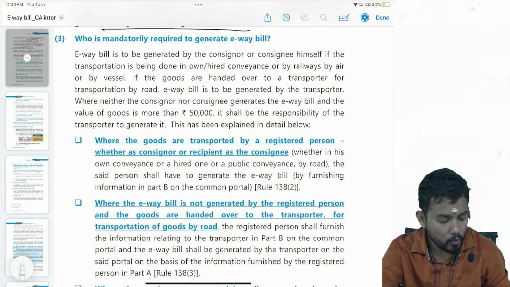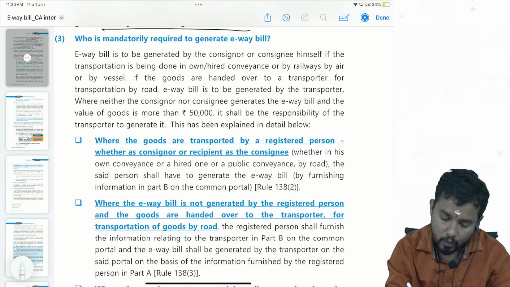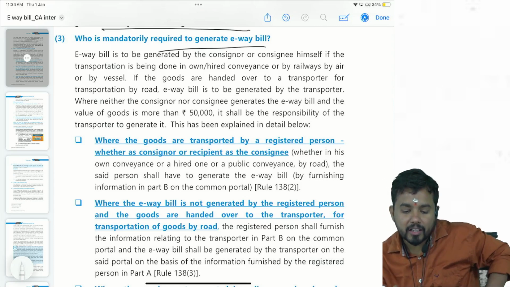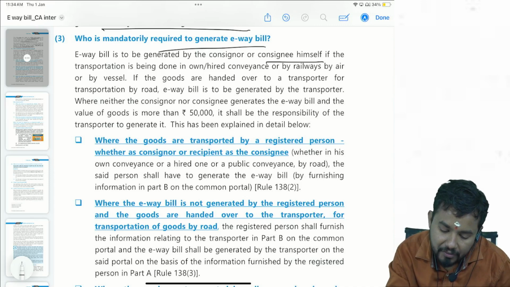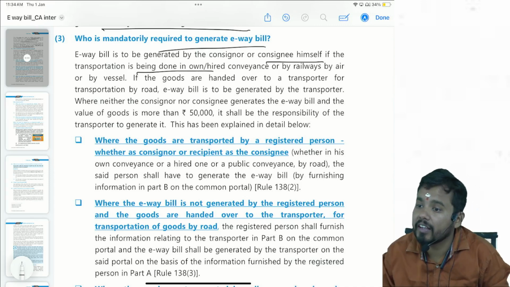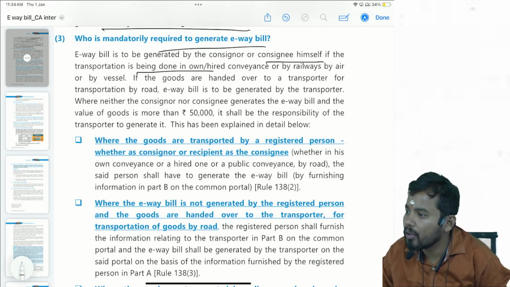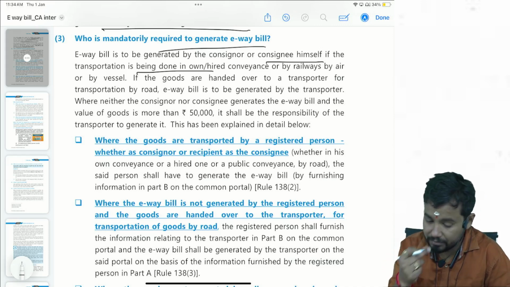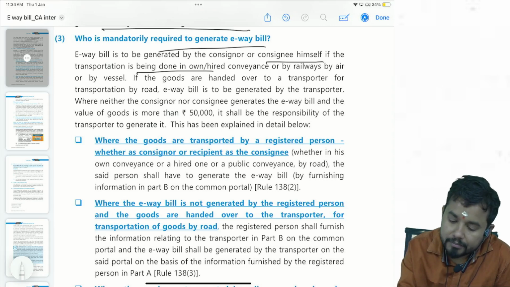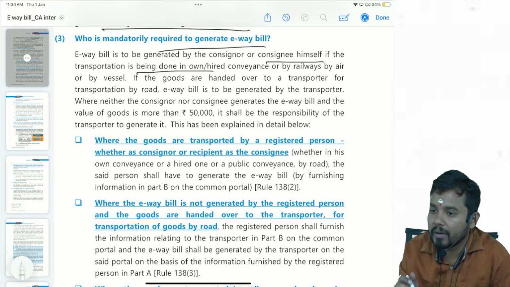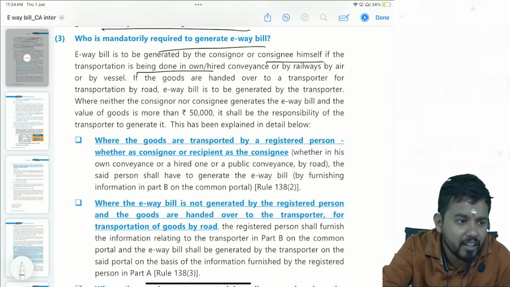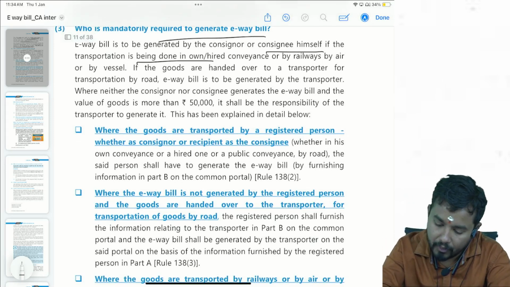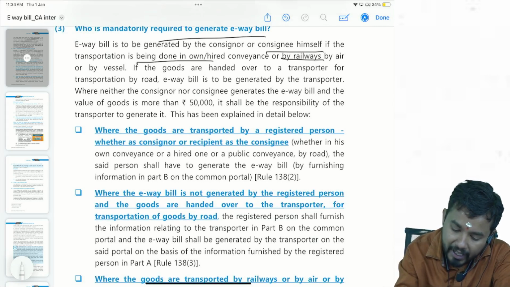Next one. Who is mandatorily required to generate an e-way bill? E-way bill is to be generated by the consignor or consignee himself if the transportation is being done in own or hired vehicle. See, they are having their own vehicle. That can be an own vehicle or a hired vehicle. In such a scenario, they have to generate it if the transportation is being done by own or hired vehicle, or by using any GTA services also, or by railways or by air or by vessel.